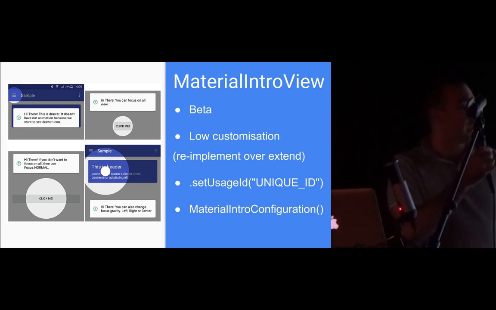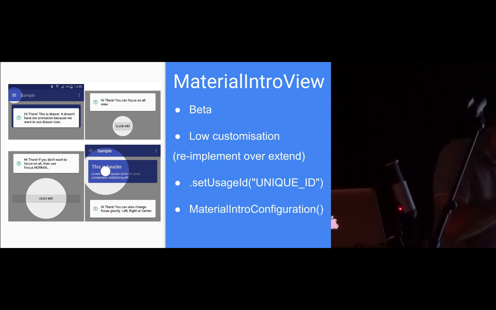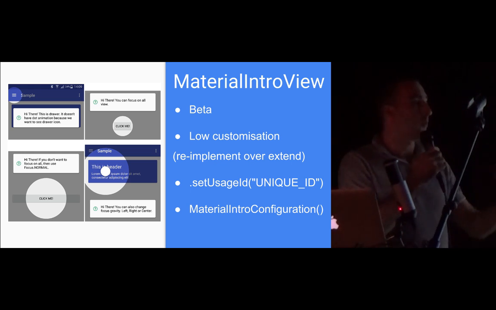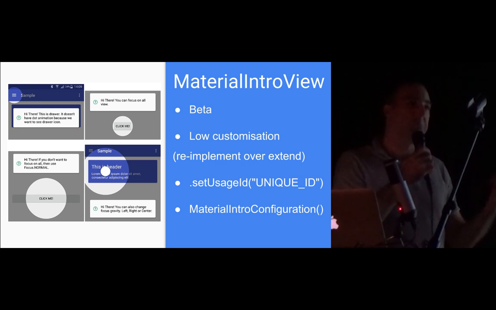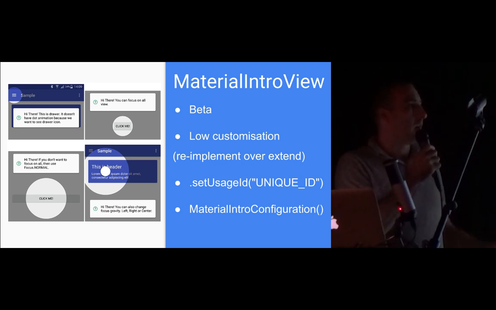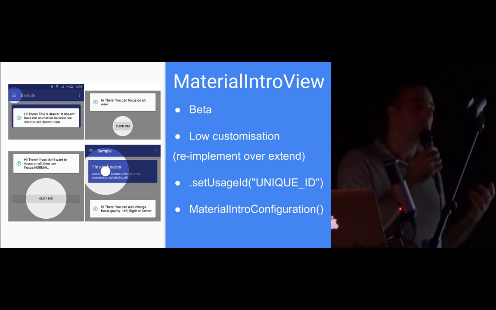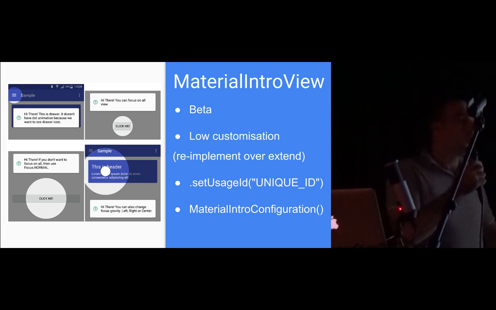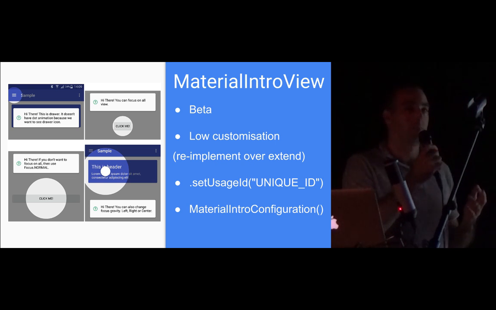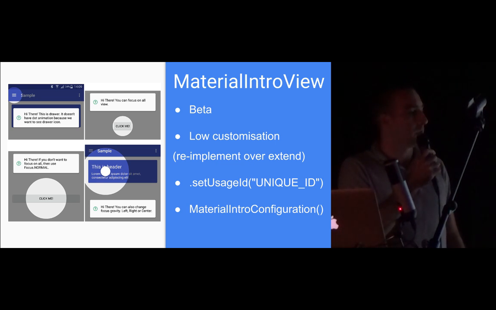One nice thing is it actually has its own tracker for whether or not it has been shown, by using the set usage ID. If you provide it with some unique ID in a string form, it stores everything in shared preferences on its own, and then if you call it again, you don't have to do your own tracking of whether or not that has been shown. It will just skip over it if it's already been seen by the user.